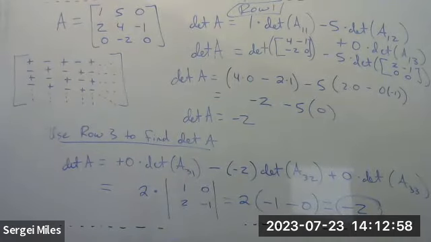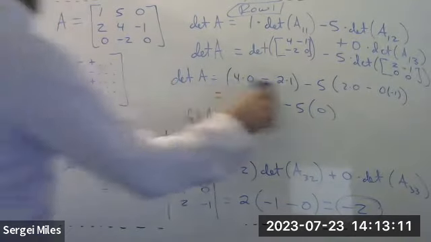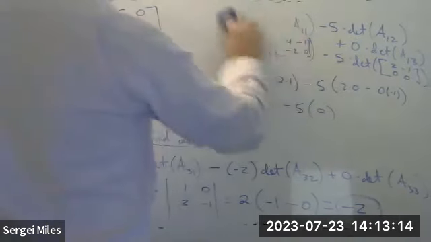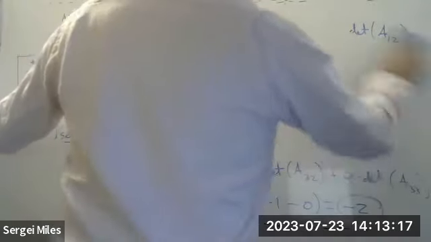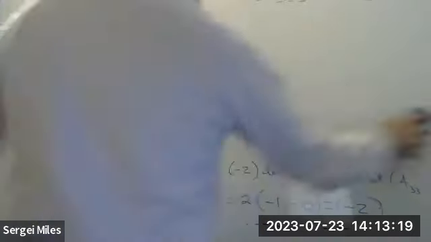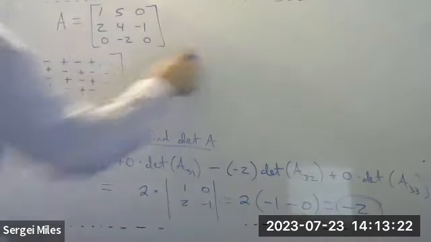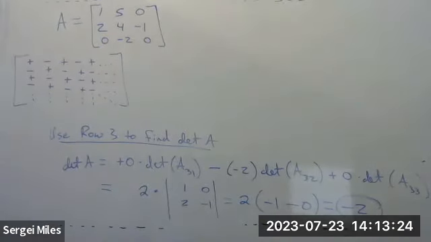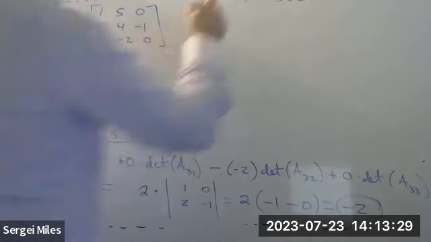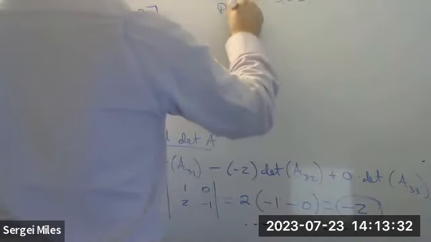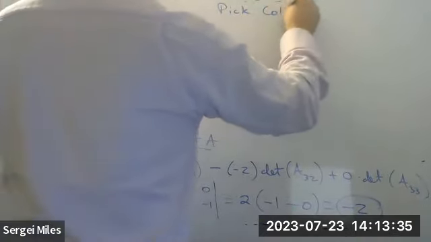Now, the last pattern I really want to highlight here is that this is also going to work by cleverly picking a column that works nicely, right? So here we've picked row 1, row 3. What if instead I want to pick a column, right? So we're still going to use that same formula, except now you don't have to just pick row 1. You can pick whatever row you want. In fact, you can also pick whatever column you want. So let's suppose I choose column 3.